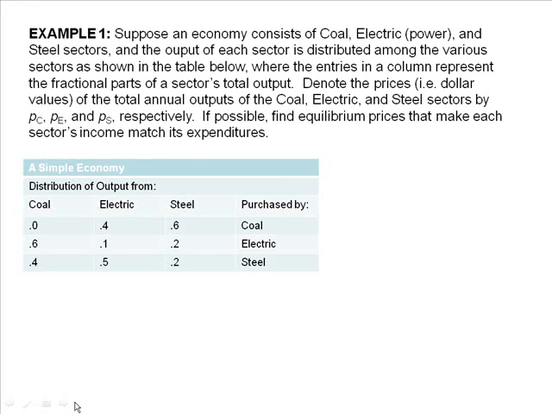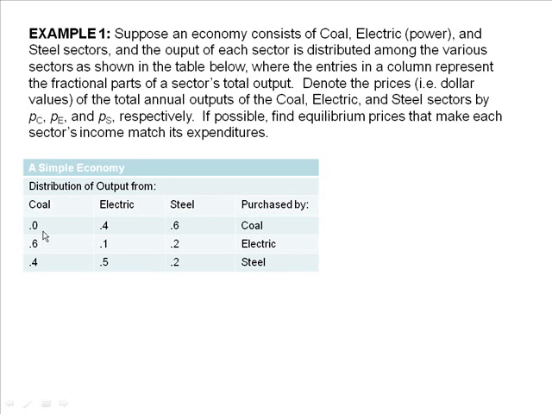If possible, we want to find equilibrium prices that make each sector's income match its expenditures. So a sector looks down a column to see where its output goes, and it looks across a row to see what it needs as inputs. For instance, the first row says that coal receives and pays for 40% of the electric output and 60% of the steel output.